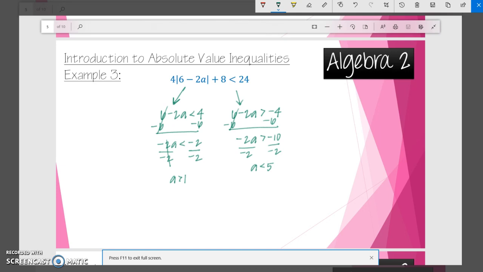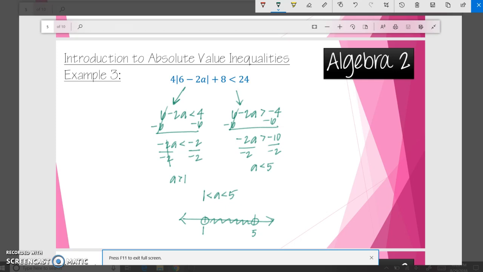Because we can be both bigger than 1 and less than 5 at the same time, I can write this as a compound inequality, where a is in between 1 and 5. If I were to graph that on a number line, I can find 1 and I can find 5, and I will have open circles at both of those values. So then I can just shade in between those two terms, and that would be my final result there.